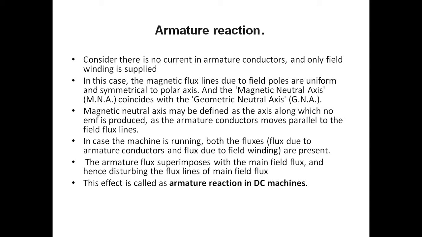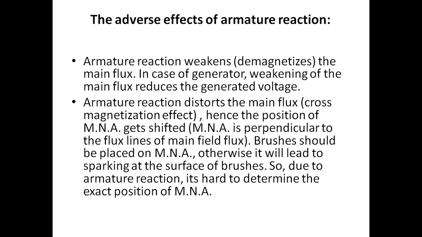In case the machine is running, both the flux due to armature conductors and the flux due to field winding are present. The armature flux superimposes with the main field flux and hence distorts the flux lines of the main field flux. This effect is called armature reaction in DC machines.